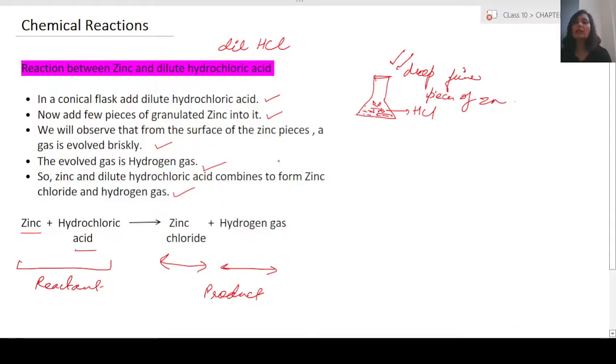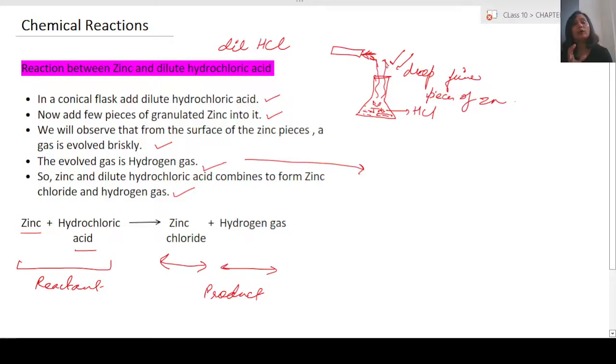Now how can you identify that the gas which is evolved is hydrogen gas and not carbon dioxide or oxygen gas? For the identification of hydrogen gas, when you have dropped the zinc pieces inside the conical flask containing hydrochloric acid, and you see bubbles forming and hear a hissing sound, you bring a burning candle near it. A lighted candle you will bring near the mouth of the conical flask.